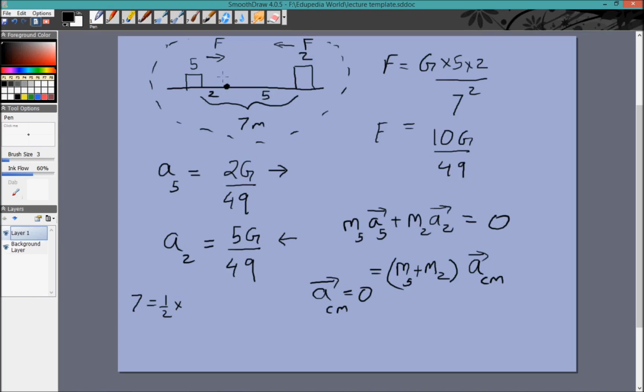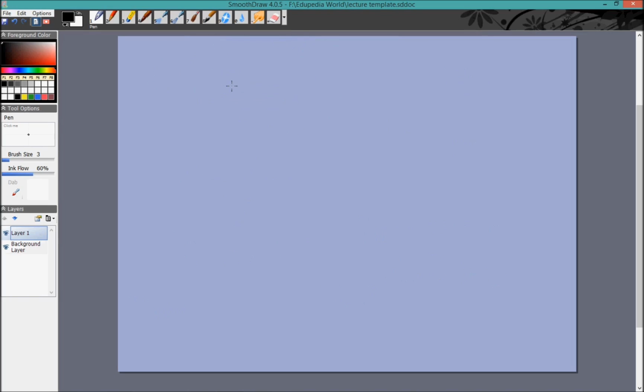So we know that they are going to meet at the center of mass. That is, they will meet 2 meters away from the 5 kg object. Right? So this is an example in which I showed you how to calculate standard quantities in any simple gravitational problem. Let's move on to the main concept we'll study in this chapter, and that is gravitational field.